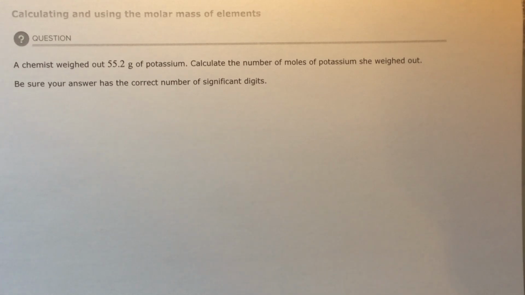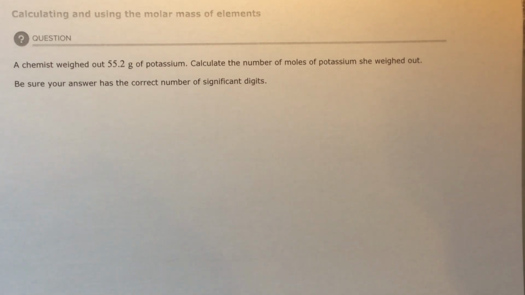So this is saying a chemist weighed out 55.2 grams of potassium. So we need to go to the periodic table. You should always have a periodic table when you're doing your homework. Calculate the number of moles of potassium she weighed out. So we're changing 55.2 grams of potassium into moles of potassium.